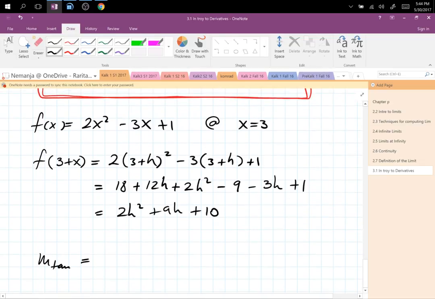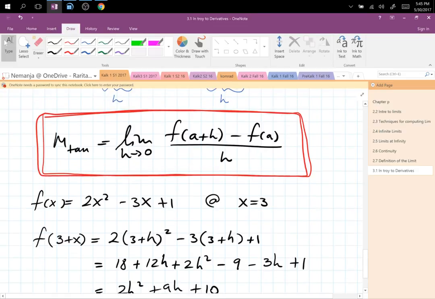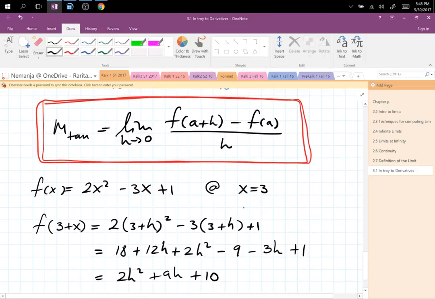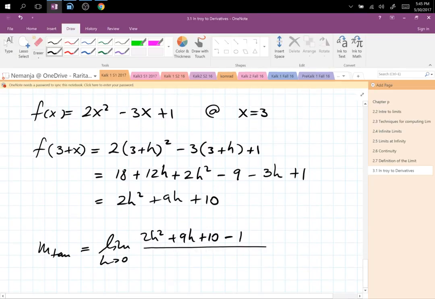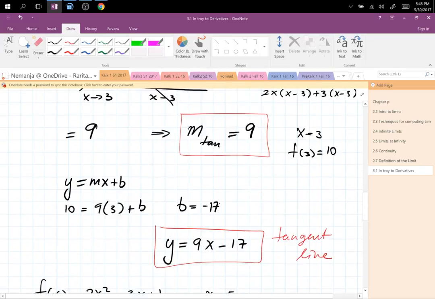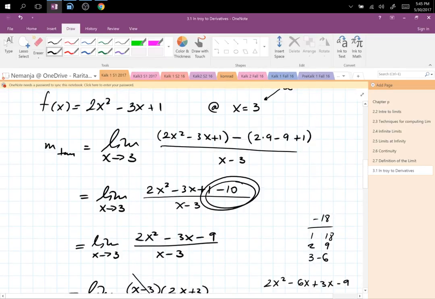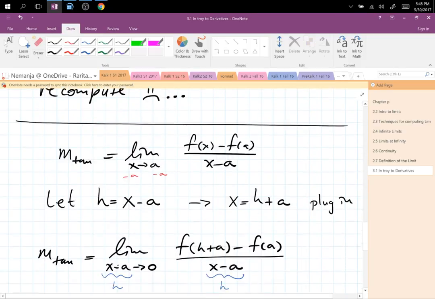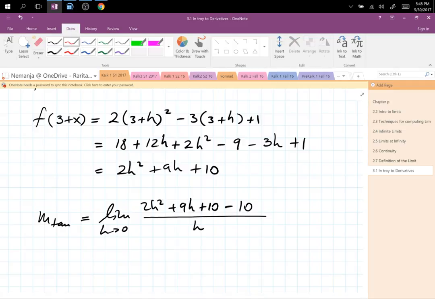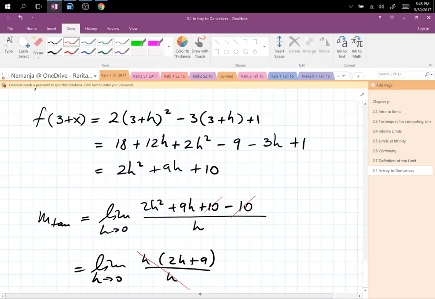All right, so M tangent is limit h goes to 0 of 2h squared plus 9h plus 10 minus f of a, divided by h. That was that 9? No, 10. Let me go all the way back. Yeah, minus 10. Because they have to cancel. And then these guys will drop. You will be able to factor out h, leaving 2h plus 9. The h now dies off, and when h goes to 0, you get 9.